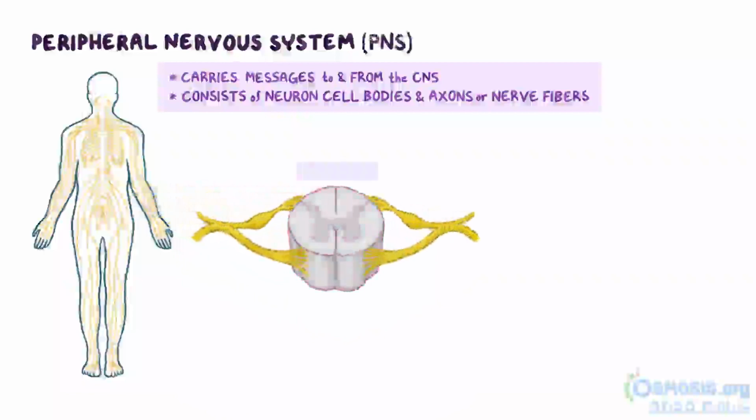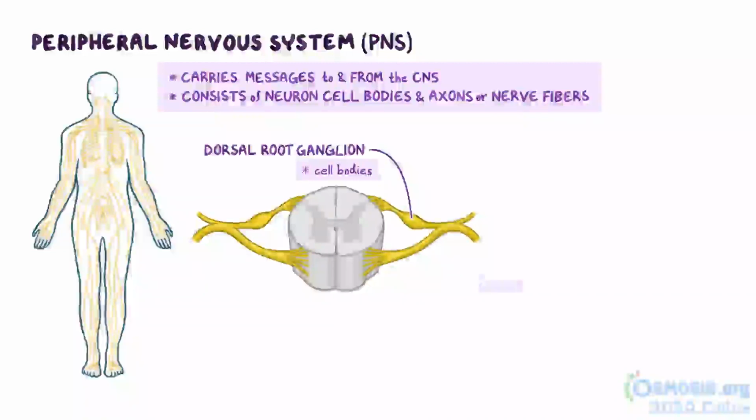In the PNS, a group of cell bodies is called a ganglion. For example, the cell bodies of peripheral sensory neurons are located outside the spinal cord in the dorsal root ganglion. And a bundle of axons running together in the PNS is called a nerve.